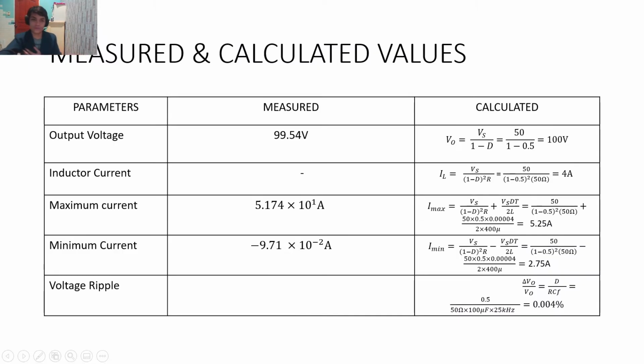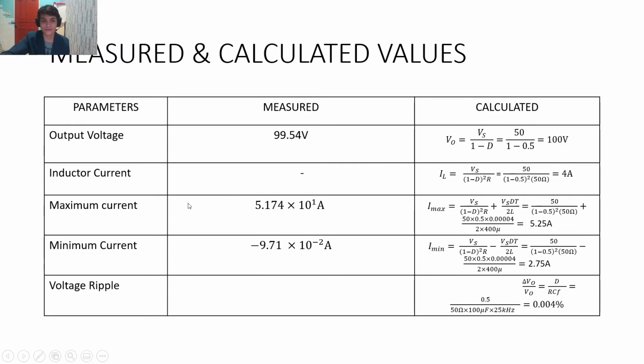Okay, now we are moving to measured and calculated values. The first parameter is output voltage. From the simulation, we get 99.54 volts, and the calculated one we got 100 volts by using the formula V source divided by 1 minus duty cycle, which is 0.5, and we get 100 volts. So there is a slight margin difference there.